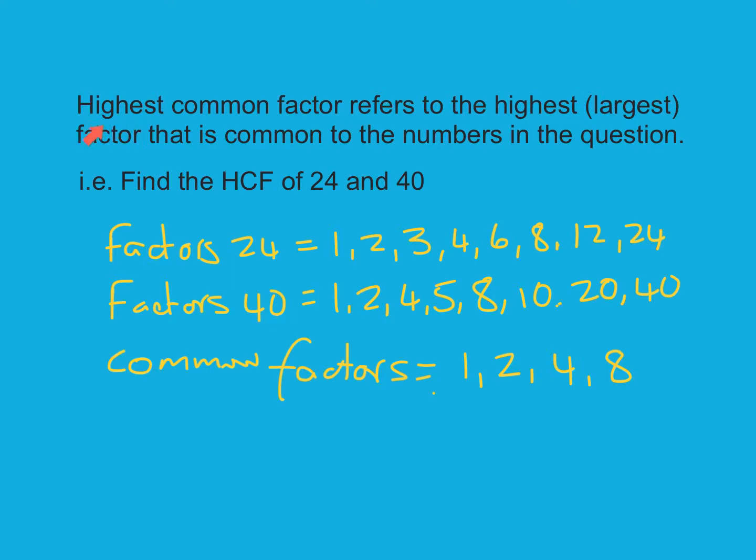But we need to find what the highest common factor is. So having a look at all of our common factors, what is the highest number here? And I'm sure you all agree that it is the number 8. Therefore, the highest common factor of 24 and 40 is 8. Well done.